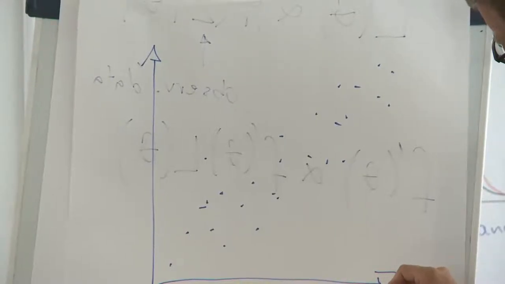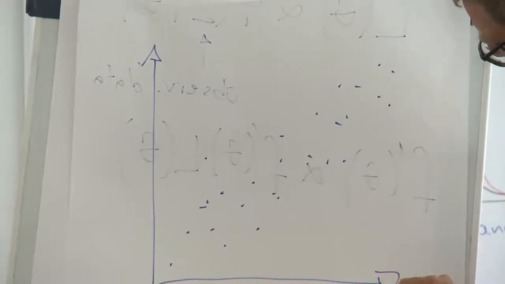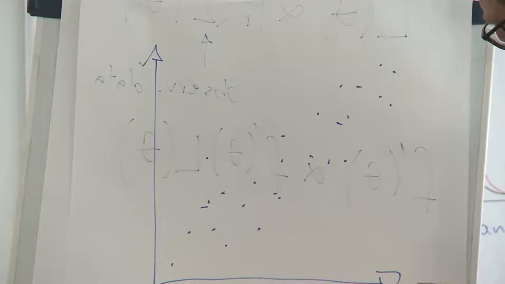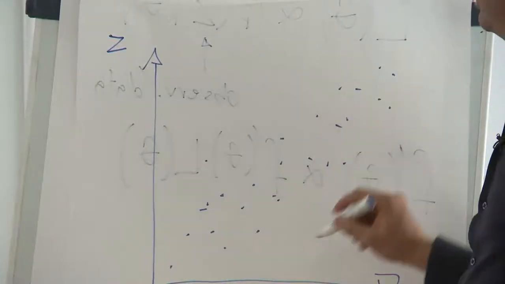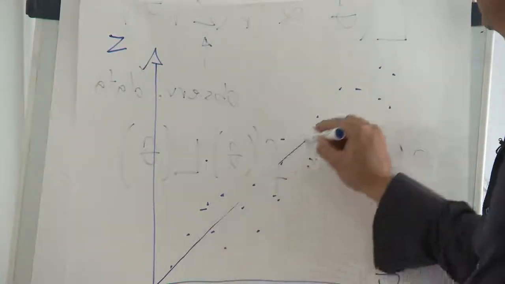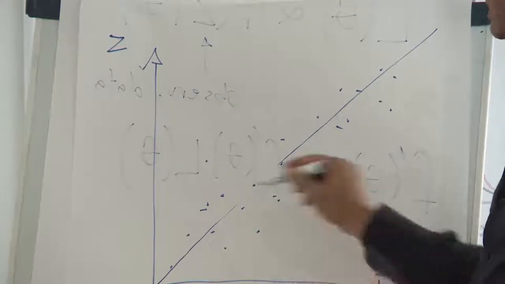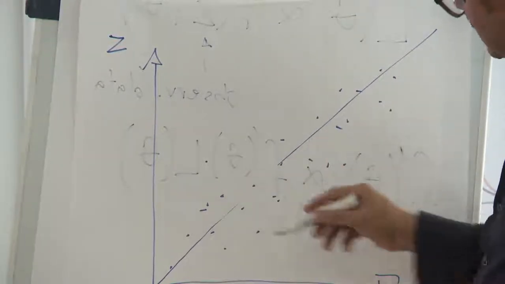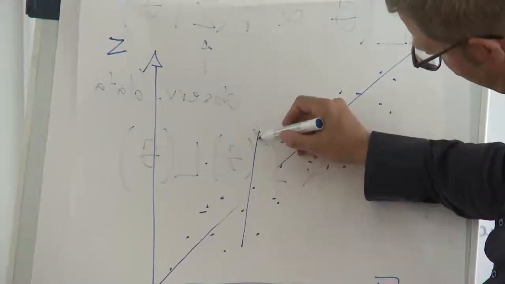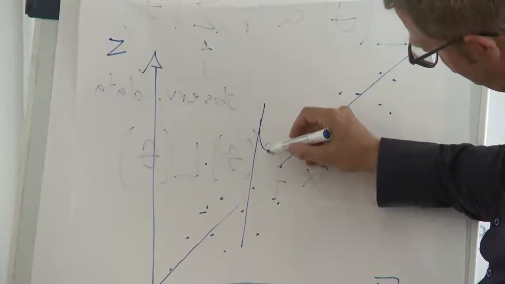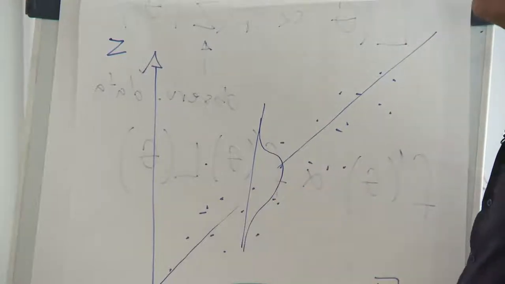So this is my true value, or criteria, and this is my measurement. Ideally you are on this line, and this cloud gives you information. Basically, the likelihood is the distribution of the cloud, something like this.